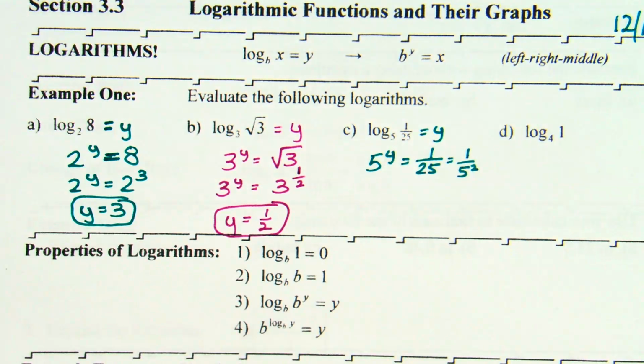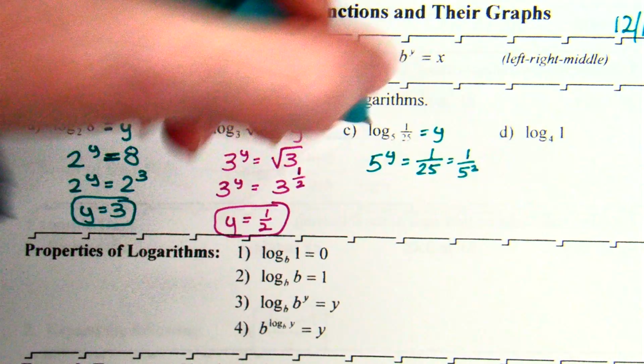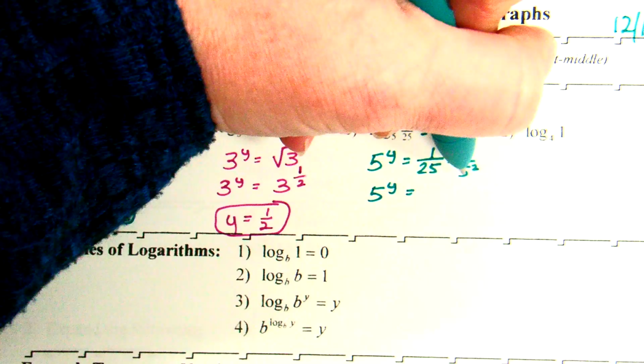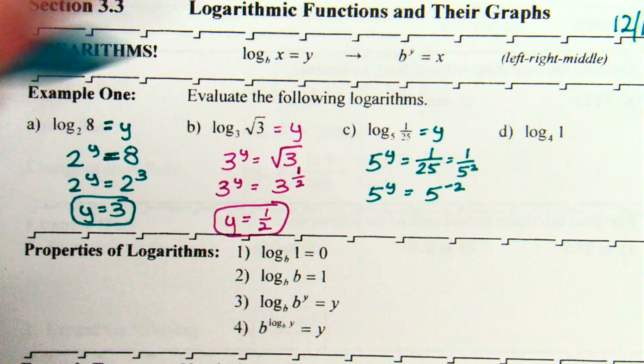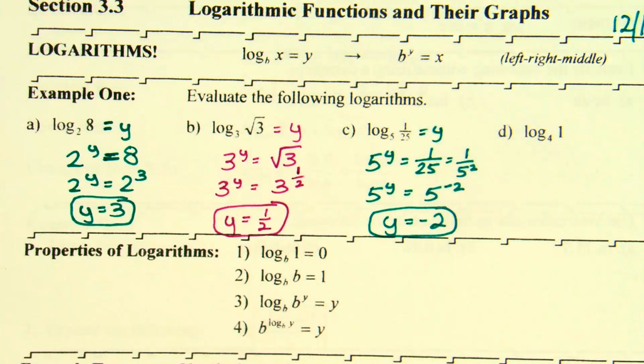Negative exponent. And so 5 to the y, if it's 1 over 5 squared, bring it up, you make it 5 to the negative 2. 5 to the y equals 5 to the negative 2, so y is negative 2. Because to move something from denominator to numerator, or numerator to denominator, you make it a negative exponent. Just exponent rules there. To get something out of the denominator, it has to become a negative exponent.